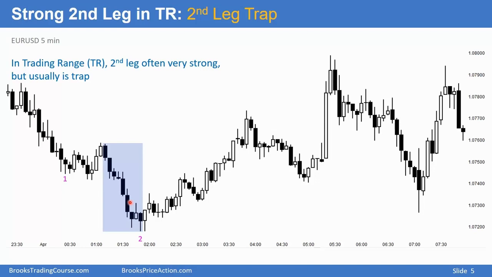However, whenever you have a breakout of a trading range, you always have to be suspicious that it could be a second leg trap. And that's what took place here. So first leg down, pullback, and now we're trying to accelerate into a trend. Yet it was a trap. It trapped traders into selling low. We have a micro double bottom, a good looking bull bar, and then we begin a leg up in the trading range.